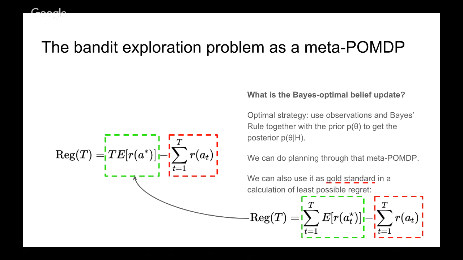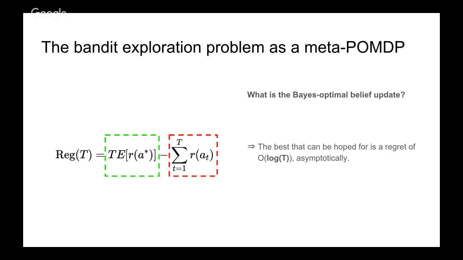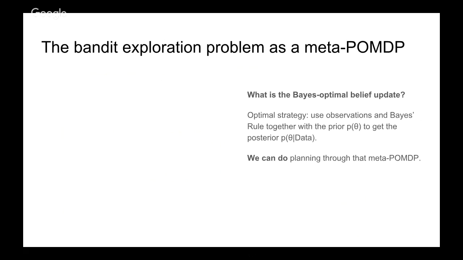So it's of the order of log of t asymptotically. Anything that we are going to talk about further in the rest of this course is going to perform at most as well, asymptotically. So this I can skip. This is what I was talking about.